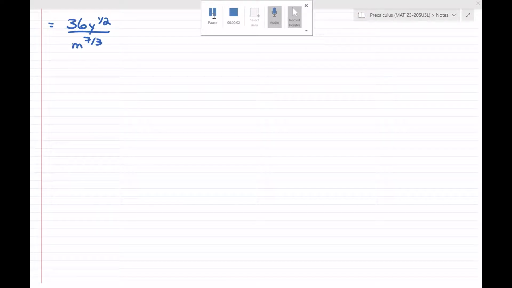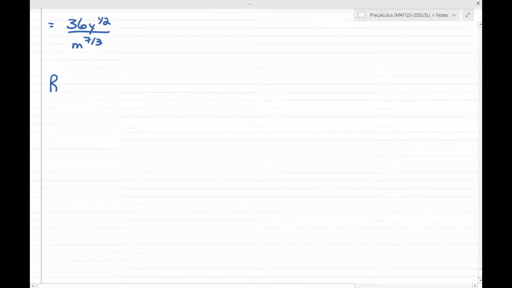And now we're going to talk about section R.7, which are called radical expressions.